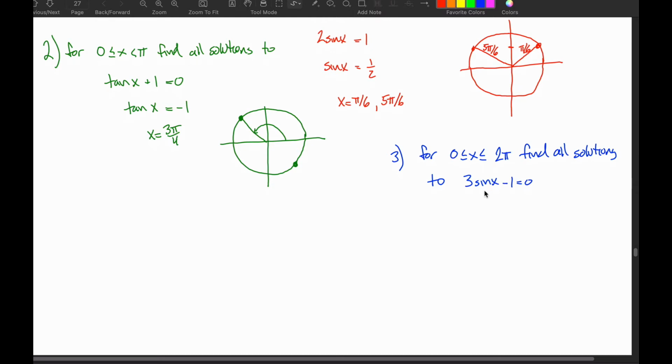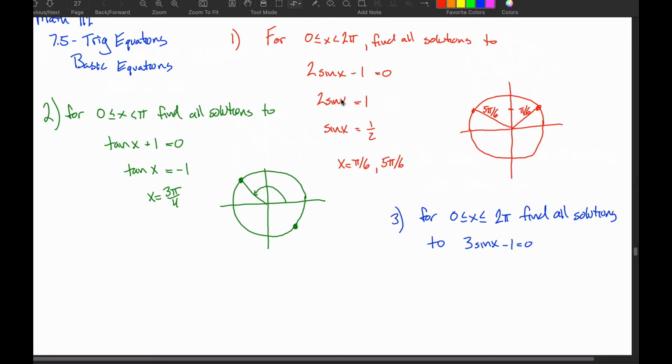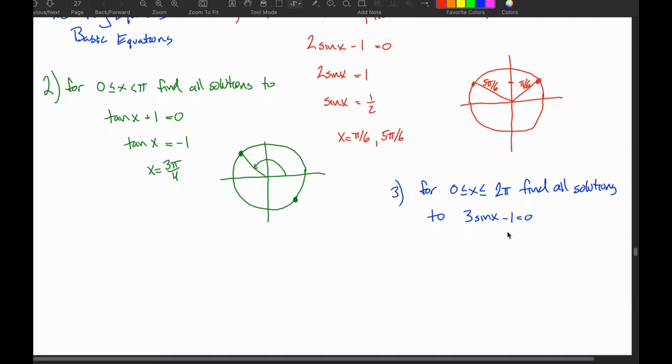For blue, my equation is 3 times the sine of x minus 1 equals 0 instead of 2 times the sine of x minus 1 equals 0. So similar, how much different can it be? Well, let's see. Let's add 1 to both sides, and we get 3 times the sine of x equals 1. Then let's divide both sides by 3 and get the sine of x equals 1/3.